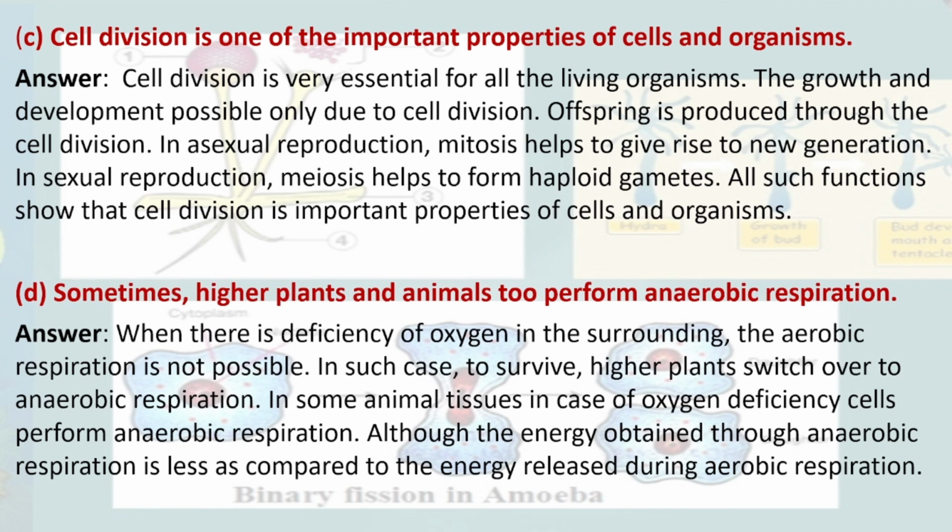All such functions show that cell division is an important property of cells and organisms. D. Sometimes higher plants and animals perform anaerobic respiration. Answer. When there is a deficiency of oxygen in the surroundings, aerobic respiration is not possible. In such a case, to survive, higher plants switch over to anaerobic respiration. In some animals, tissue cells perform anaerobic respiration in case of oxygen deficiency, although the energy obtained through anaerobic respiration is less as compared to the energy released during aerobic respiration.